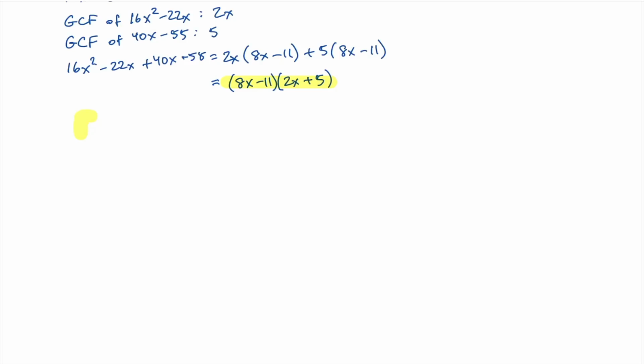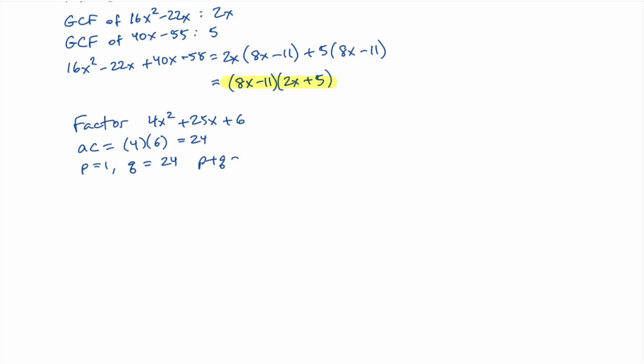Oh, I gotta change it back to the pencil. We need to factor 4x squared plus 25x plus 6. Again, we can use grouping. A times c is 4 times 6, which is 24. This time we need two factors of 24 that add up to 25. That's going to be p is 1 and q is 24. So p plus q is 25.